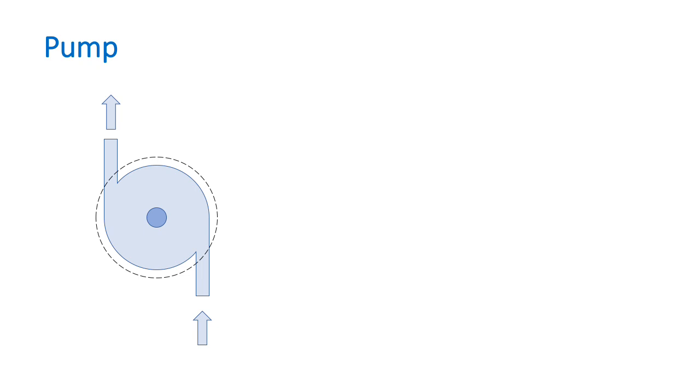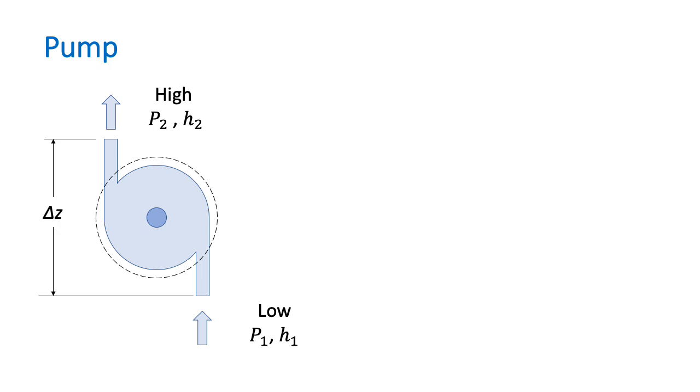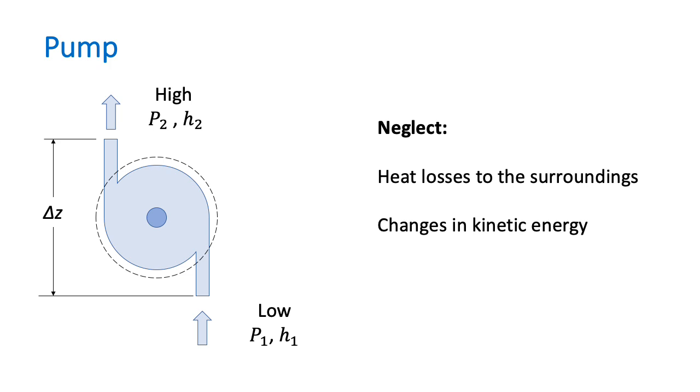We can do an energy balance for a pump, which is pumping an incompressible liquid. At the entrance, we have a low pressure and a low enthalpy. At the exit, we have a higher pressure and a higher enthalpy. The difference in height between the inlet and the outlet is delta Z. We are going to neglect heat losses to the surroundings, and typically changes in kinetic energy are also negligible. We're going to assume that the temperatures T1 and T2 are the same, that there's really no heating up of the fluid as it goes through the pump.